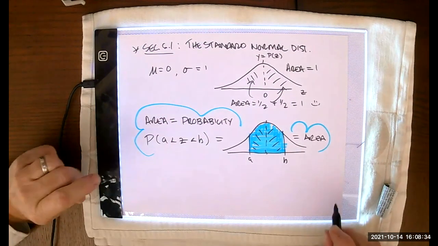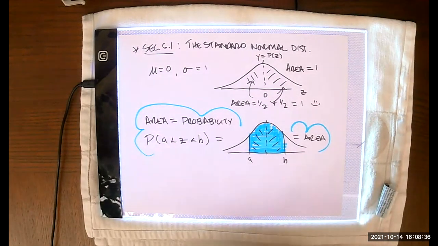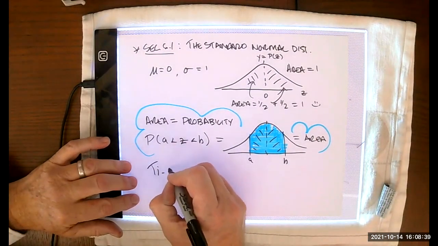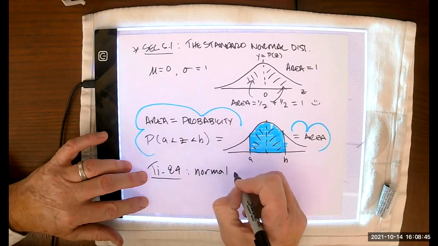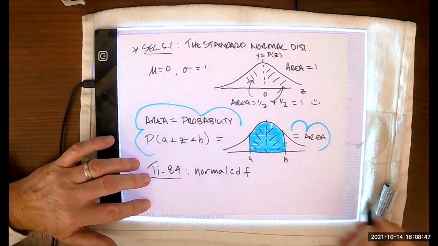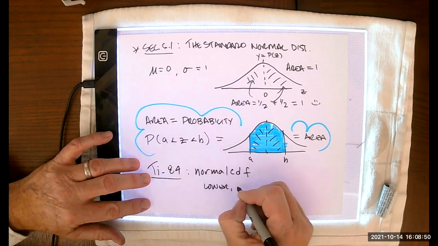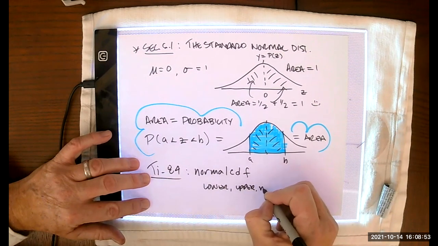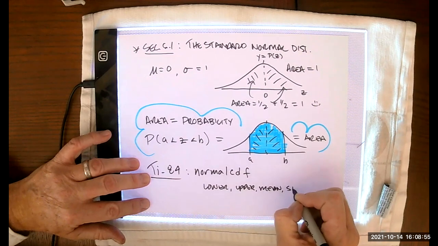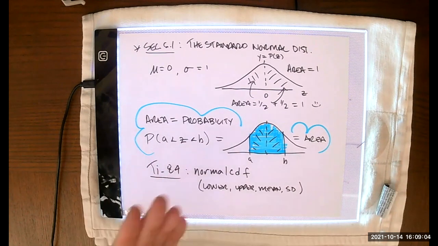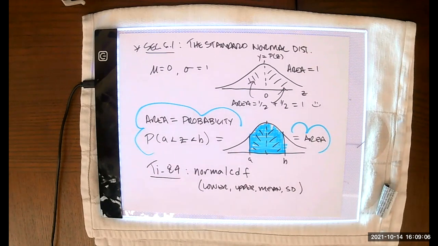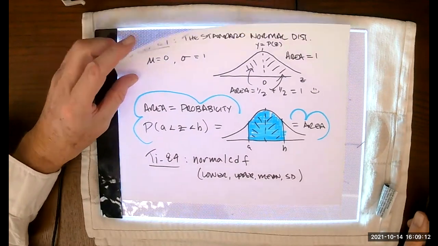How do we calculate area? How do we calculate probability? We use the TI-84 tool, normal CDF, and we put in a lower and upper, a mean, and a standard deviation. That is what that particular tool requires to work properly. By the way, I can't ask you to find a probability in most instances unless I give you enough detail. So that's where we were yesterday.